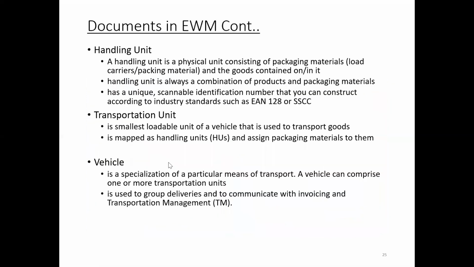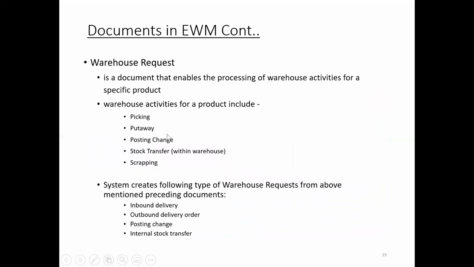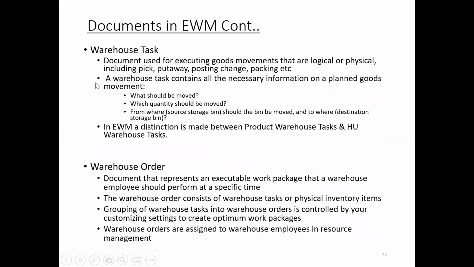So what will happen when the outbound delivery or the inbound delivery is processed further? It will create the warehouse task. The warehouse task is the document which tells you about the goods movement. It is going from which location, the source location, to what location, and it is used for which activity, for picking, put away, posting change, etc. And the warehouse order is just the executable work package for the employee. So with reference to the warehouse task, you create the warehouse order, and the warehouse order you are going to print it.